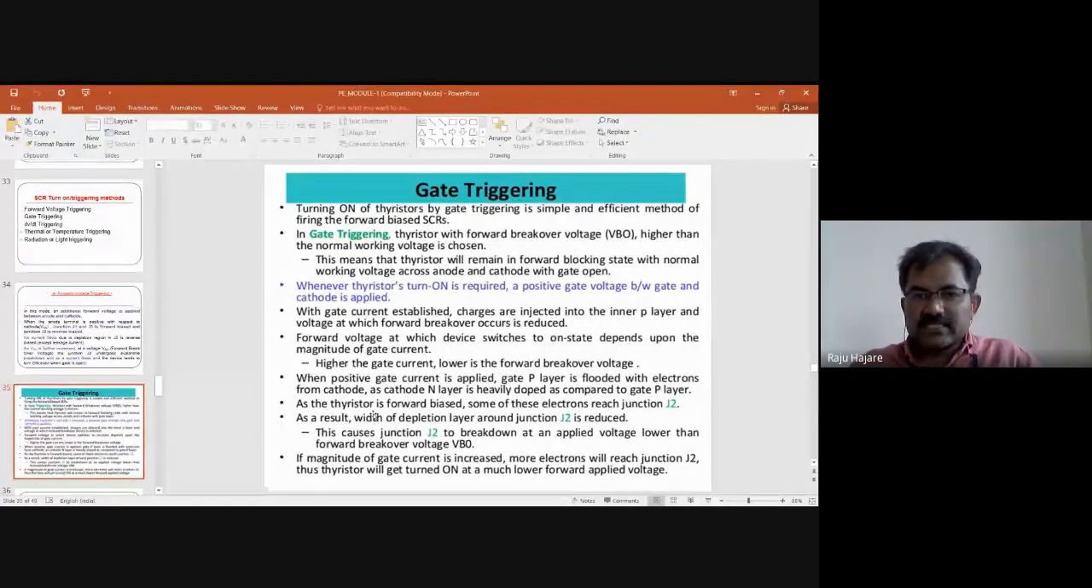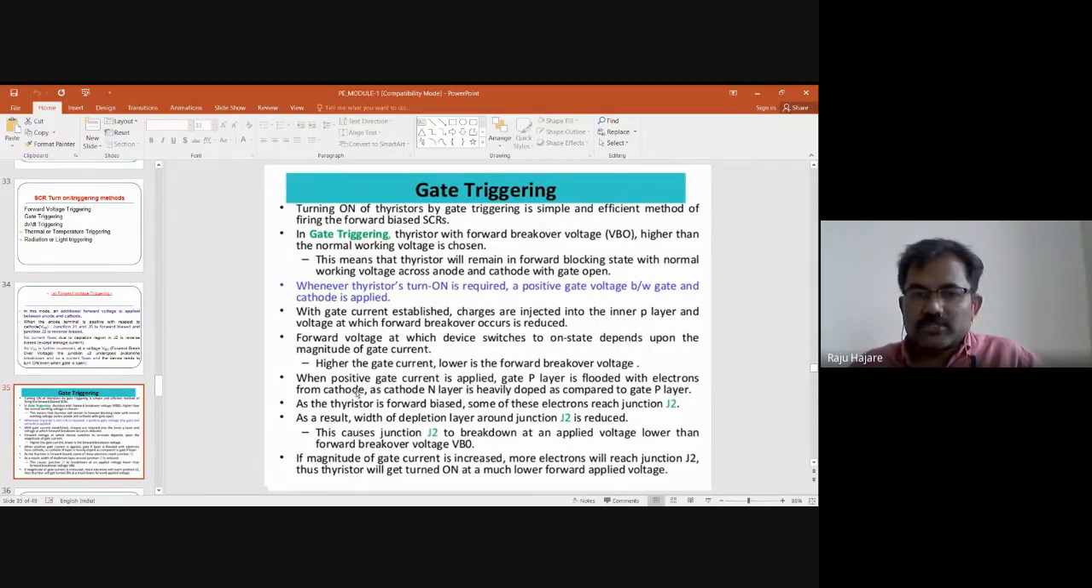If the device takes 10 volts to turn on without a gate pulse or gate voltage, it may turn on at 3 or 4 volts when you apply some gate current, like 5 milliamps or 10 milliamps. That is the advantage of gate triggering. You can avoid overheating of the device by turning it on at a lower breakover voltage. Very simple. The higher the gate current you apply, the lower the breakover voltage at which the device turns on.